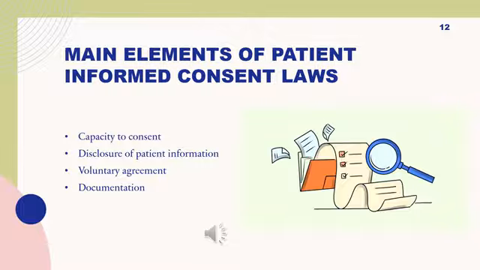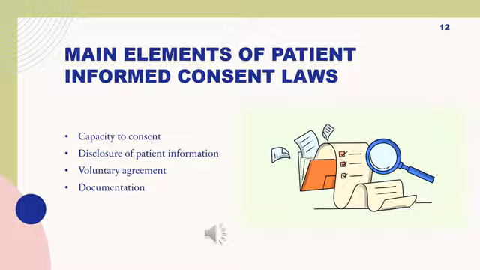To dive a little bit deeper into the elements of patient-informed consent and laws, I wanted to expand on capacity to consent per the patient. So for this, the patient must be deemed mentally competent to understand what information they're being provided, what the situation presents, and be able to grasp that information. And this is for them to be able to make that decision. So the capacity to consent, making sure the patient is able to make those informed decisions.